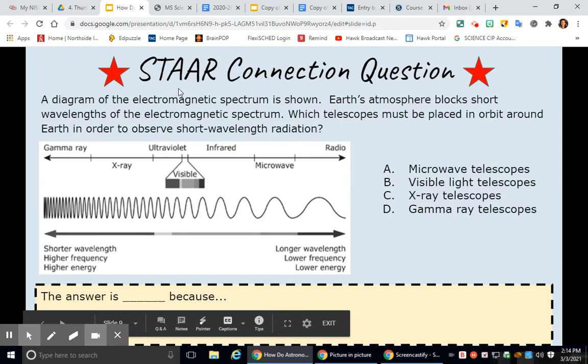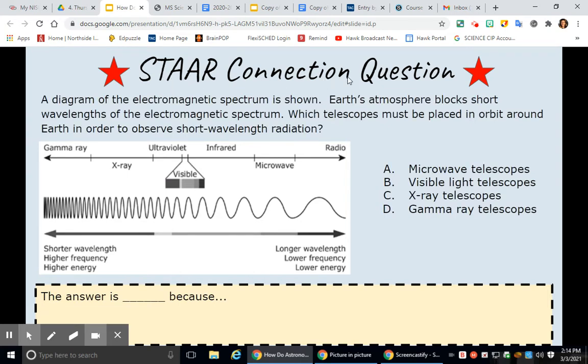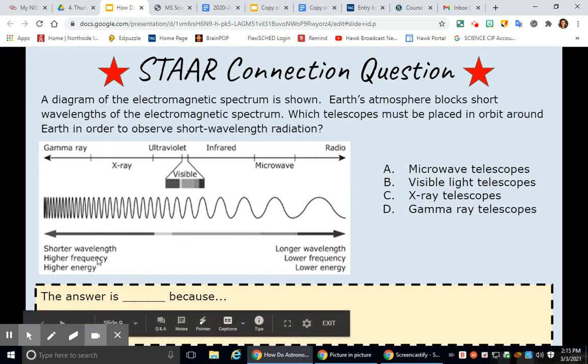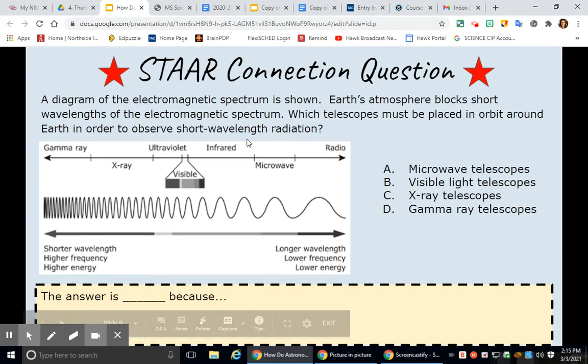For our exit question, we're going to look at a STAAR connection question on the electromagnetic spectrum. The diagram of the electromagnetic spectrum is shown below. Earth's atmosphere blocks short wavelengths of the electromagnetic spectrum. Which telescope must be placed in orbit around Earth in order to observe short wavelength radiation?